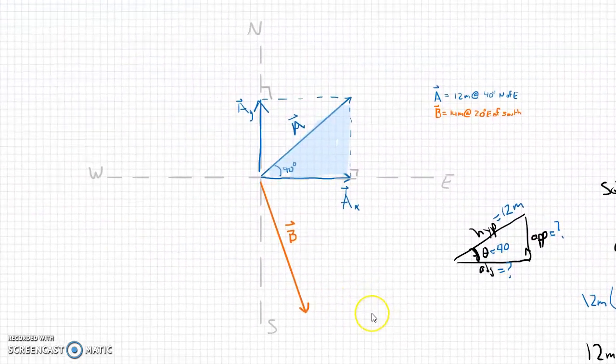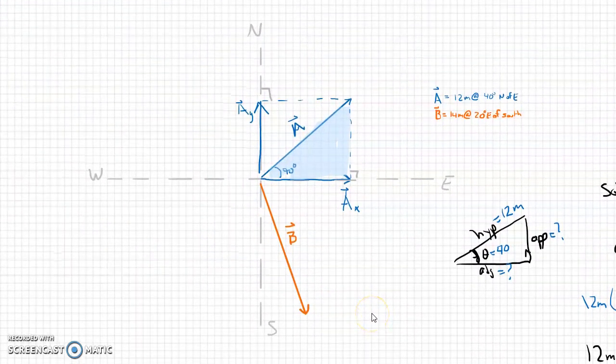Now there was a second part to this example, and that was finding the components of the vector B. I'm not going to actually talk this through. I'm going to do this as my video is paused, and I'll come back and show you the work here in just a bit.